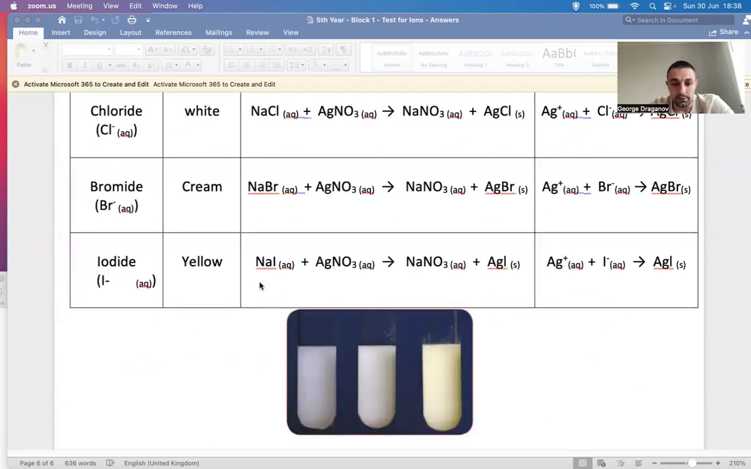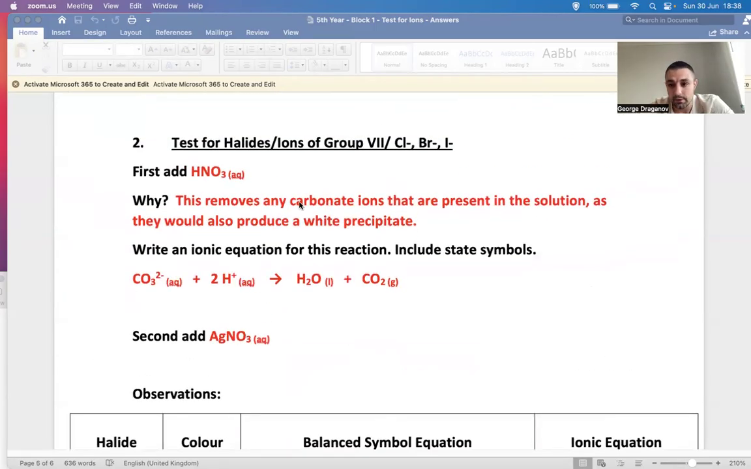Now we move on to the final test, which is called the halide test. This test comes in two parts again. You first add nitric acid, then you add silver nitrate. And what you do is you observe three different colors depending on whether you have a chloride, bromide, or iodide. Now, firstly, you cannot use hydrochloric acid because hydrochloric acid contains chloride, which means you're going to introduce ions that you're testing for. So you don't want to do that.